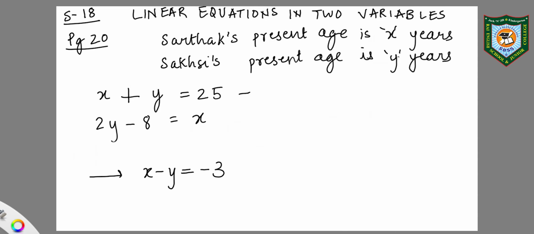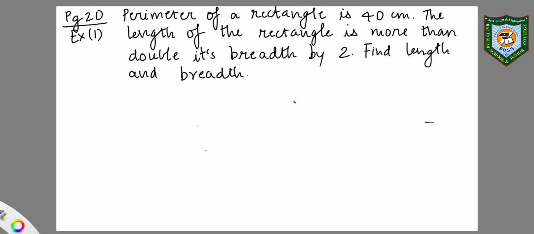We'll be moving on to our solved examples from the textbook. If you do face any problems, just keep messaging me. I'll help you out. Now, to our example number 1, page number 20, it is given that the perimeter of a rectangle is 40 centimeters. The length of the rectangle is more than double its breadth by 2. Find the length and breadth.